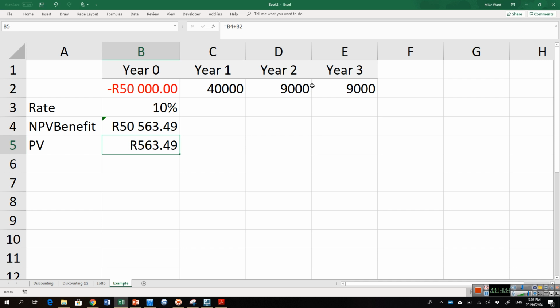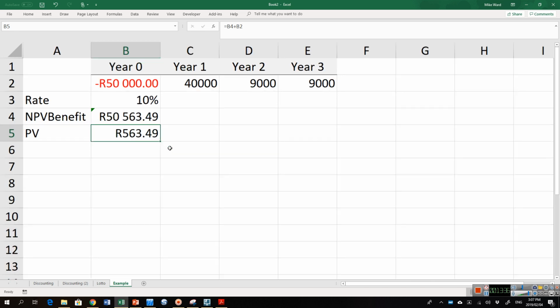Now, it's tempting to look at this and say, yeah, but we've actually only made 563 Rand and we had to invest 50,000 Rand, and so maybe it's not such a good project. Well, there's some logic to that argument, but actually it's not quite as simple as that. And the rule we use is if you get a positive net present value here, then you should accept the project. If it's minus, you don't.